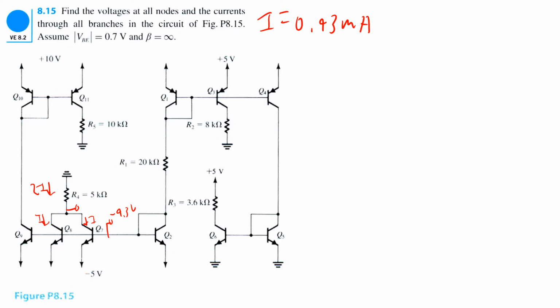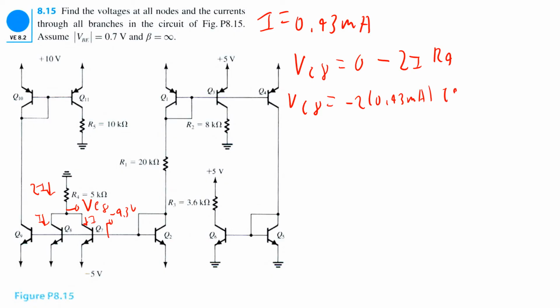So if I were to solve for the voltage here, this would be the voltage at the collector of Q8 and Q7. I'll do Q8. So the voltage at the collector of Q8, if we're going down this circuit, would be 0 minus 2I R4. So the voltage at the collector of Q8 is equal to negative 2 times the current, 0.43 milliamps, times R4, 5 kiloohms. And this is equal to negative 4.3 volts. And then let's keep moving along the circuit.